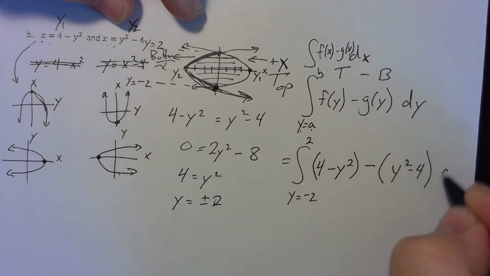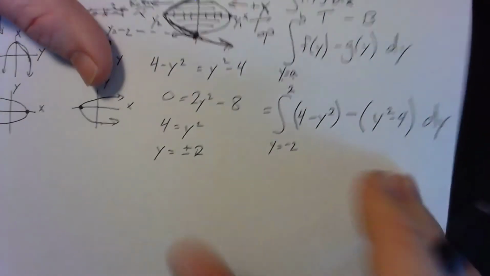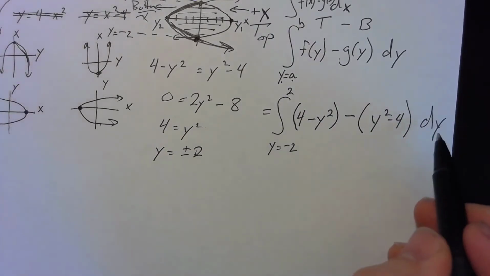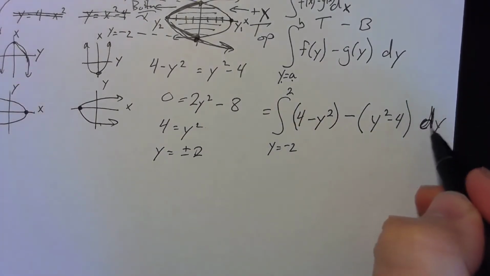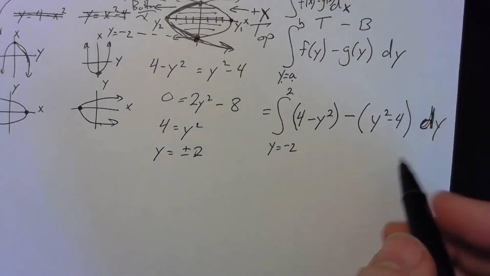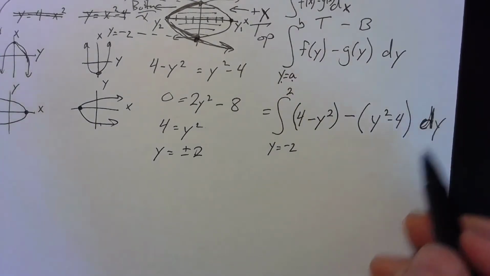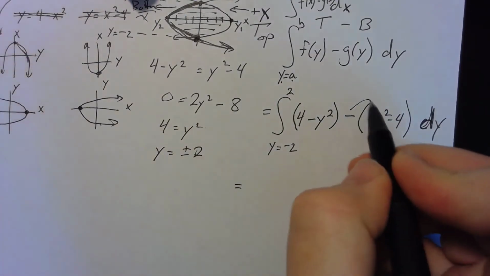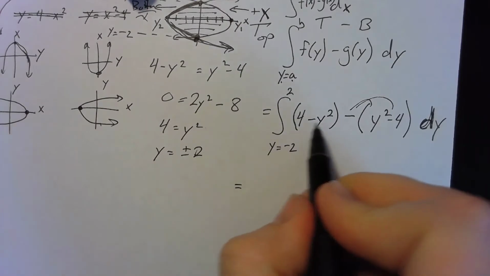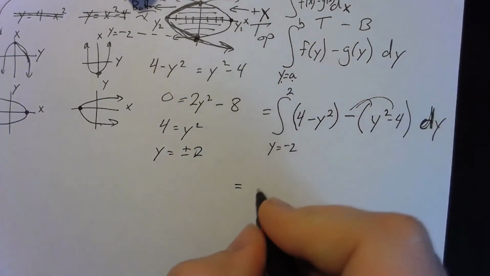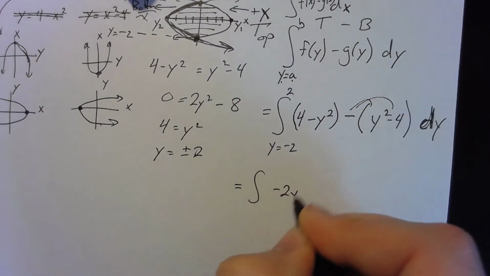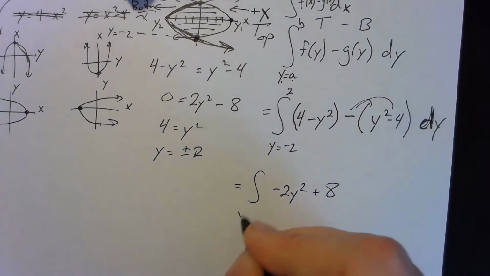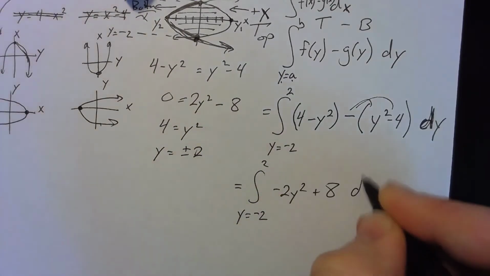giving me y squared minus 4 dy. Now, since everything is in terms of y in here, all I'm going to do is simply integrate this function in terms of y. I'm no longer going to consider x as my integration variable because it says integrate in terms of y. So I'm going to do this carefully. I'm going to first distribute this negative and combine like terms, giving me negative y squared minus y squared is integral of -2y squared, and negative times negative is positive, so positive 8. And I'm going to have y equals -2 to 2 dy.